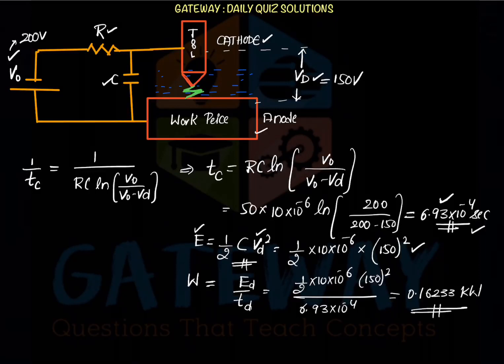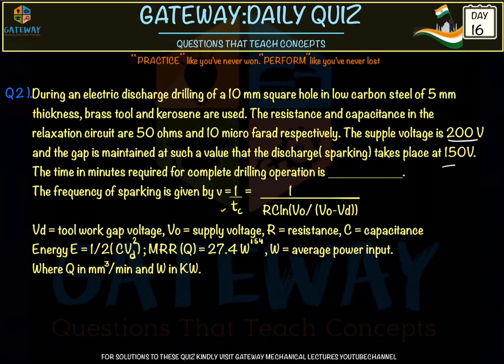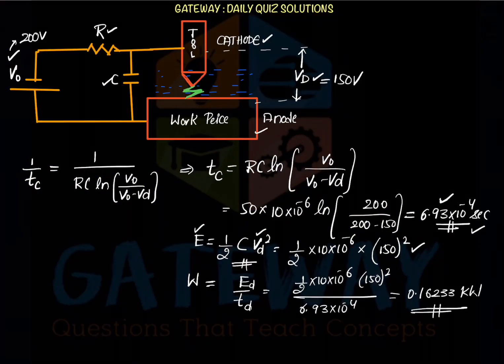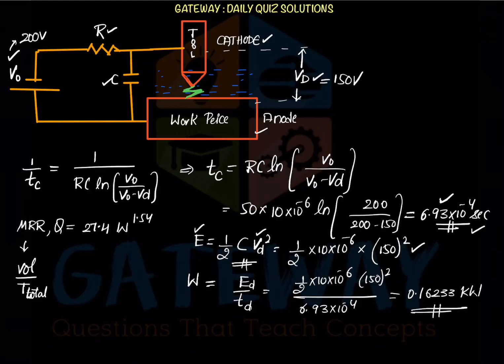In the question we are asked to calculate the total time in minutes. For that, there was a relation given in our question between MRR and the average power: MRR is equal to 27.4 W power 1.54. MRR is volume upon time, but here the time is the total time, because whenever we take the material removal rate, it is the total time considered, including both charging and discharge time.